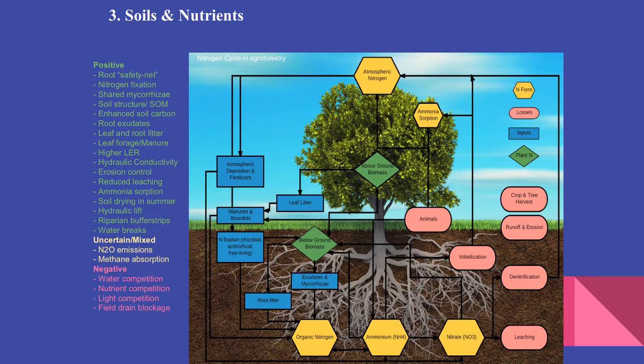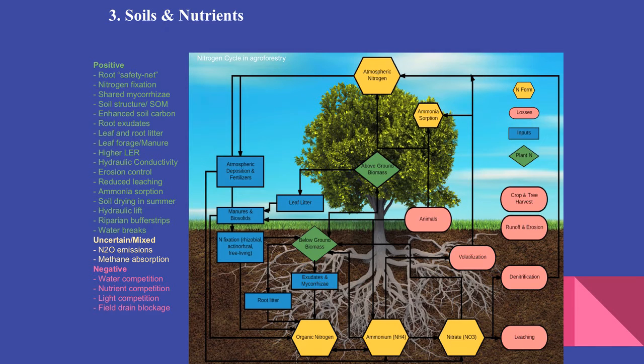You have the capacity to design nitrogen fixing systems, either with a nitrogen fixing tree or a nitrogen fixing crop. There is quite good evidence of mycelia being shared between the roots of trees and the roots of crops. There's certainly good evidence that the soil structure is improved. The organic matter content of the soil is improved, and there is evidence that the root exudates help to improve that structure. Leaf and root litter clearly benefits the crop, and there is a capacity for the forage to be fed to animals and for that manure to be used.